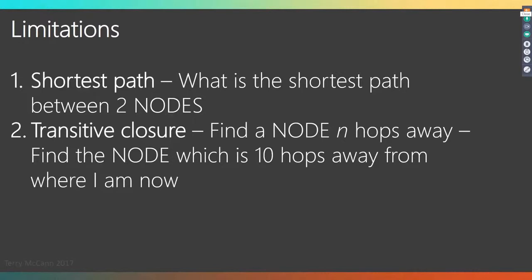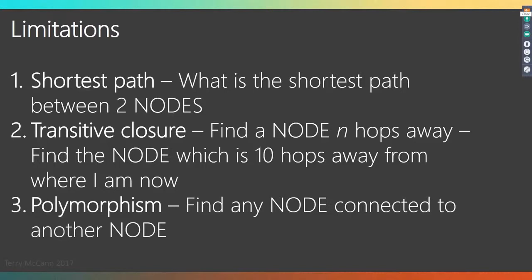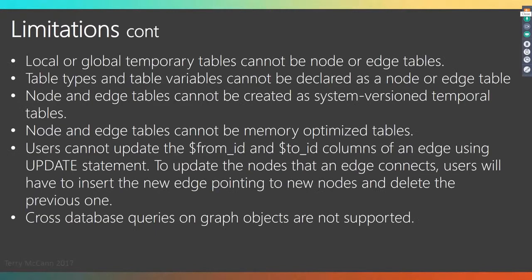Then transitive closure: find a node so many hops away from me, or any node. Again, that almost doesn't really exist at the moment. Again, you can sort of do it with a CTE, and there are a couple of good blogs that I've referenced at the end that will enable you to do it. And the third one, which is polymorphism: say I'm starting at this node, find me the route to get to another node. That also doesn't quite exist at the moment. There are loads more limitations, which again I'll let you read at your own leisure.